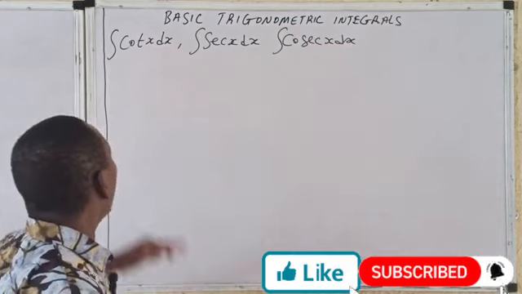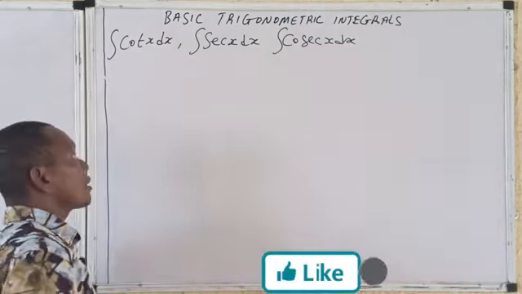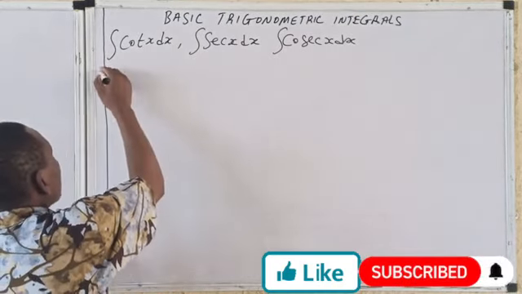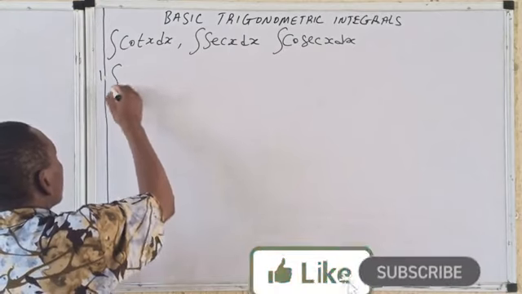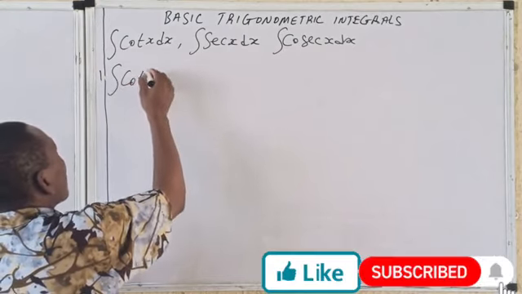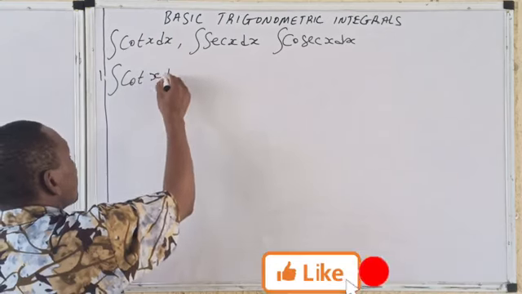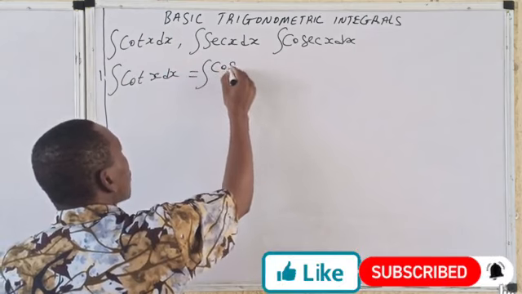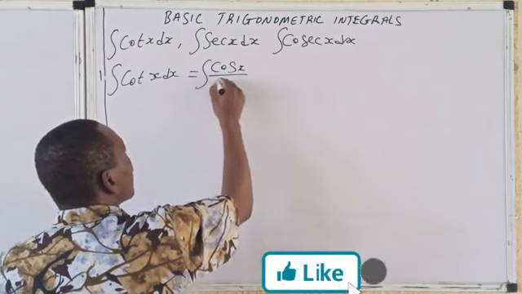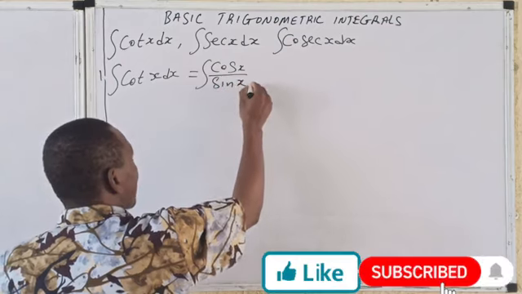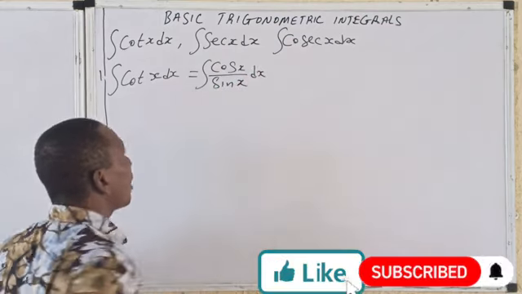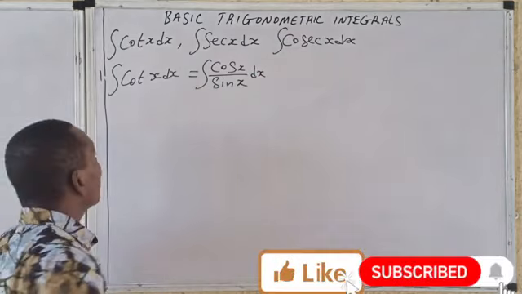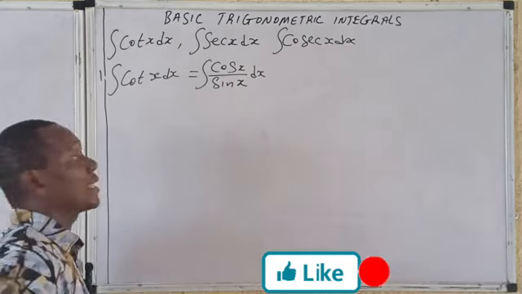All right. So how do you integrate this? These are very simple concepts. So let's take the first one. How do you integrate this? We know that cot x is the same thing as cos x all over sine x. Now, once you know this, just use your normal substitution method the way I did for tan x.